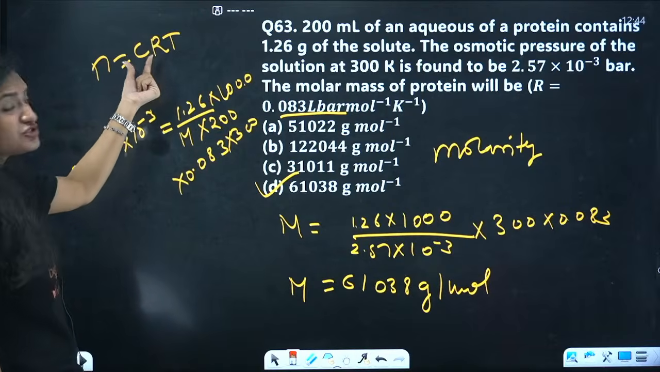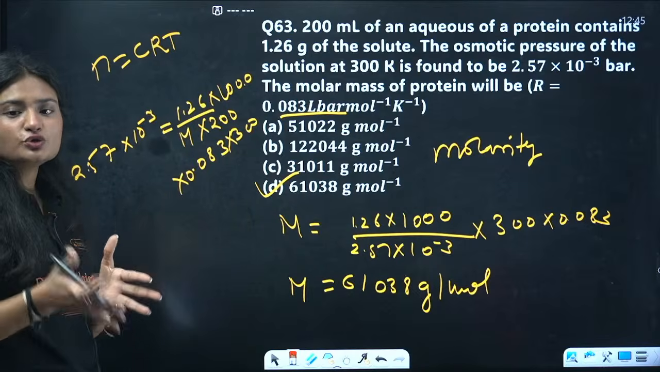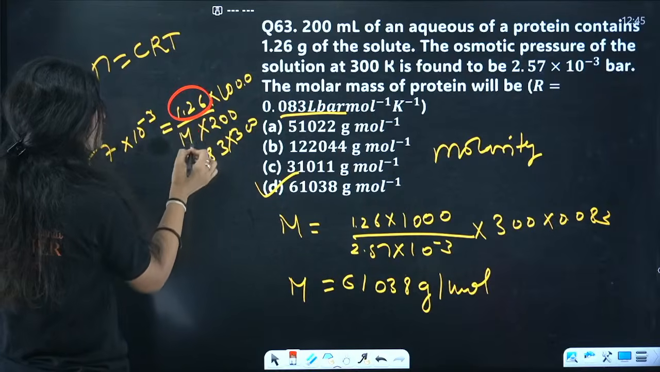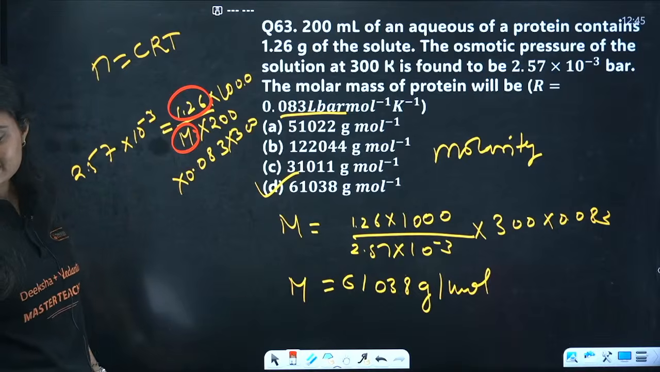So again, see, concentration is there. In concentration terms, we use molarity. Molarity is the number of moles of solute present in 1 liter of the solution. Okay, so we have number of moles which is 1.26 by m. We just need to calculate this m. All the data is given to us.